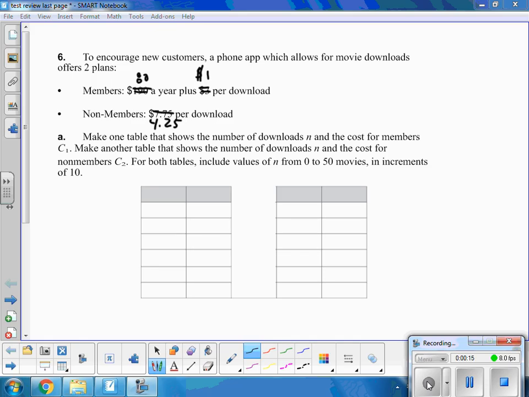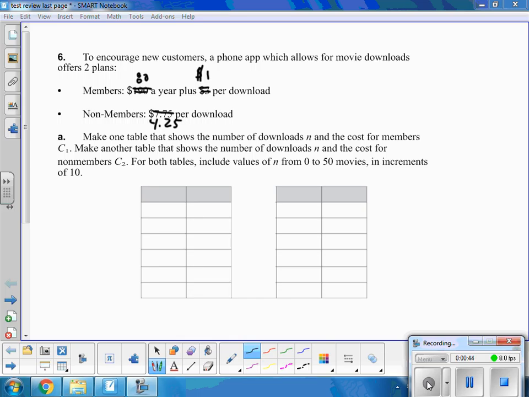I've got a couple of scenarios here about members and non-members, and we're going to see what we can do in turning them into a table, a graph, and an equation, moving through each one. So, to encourage new customers, a phone app which allows for movie downloads offers two plans. For members, you pay $80 a year plus $1 per download, and for non-members it's $4.25 per download. I did change the numbers a little bit because this is an example I've used previously.